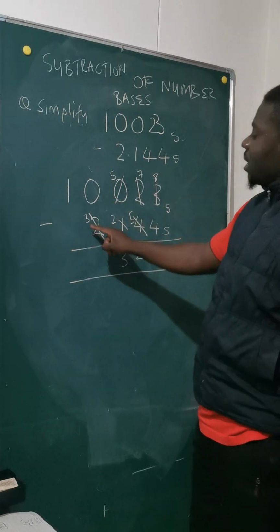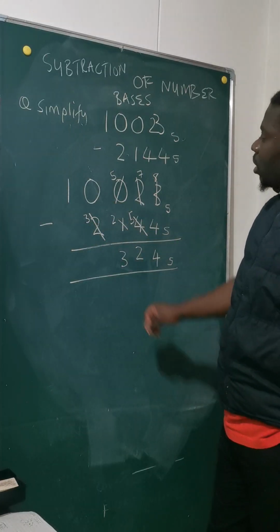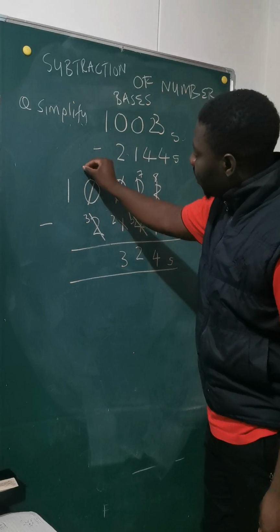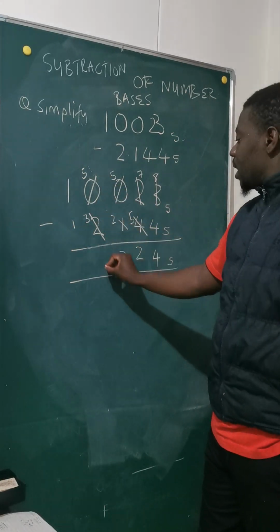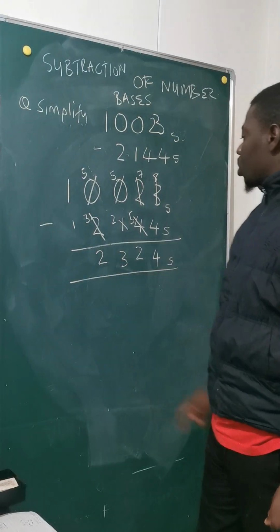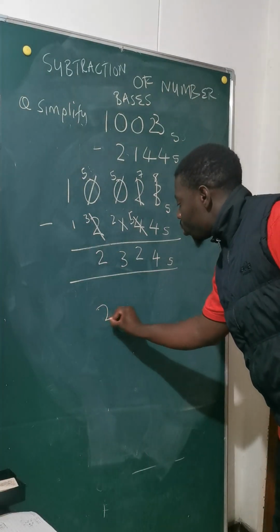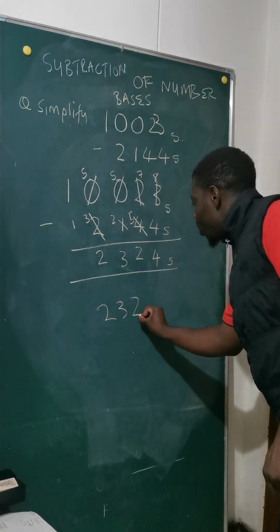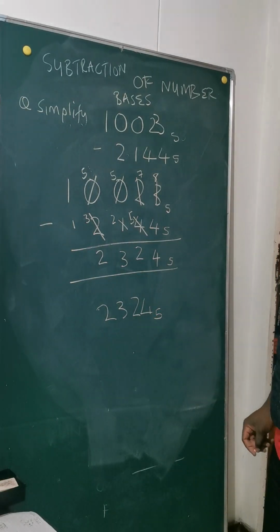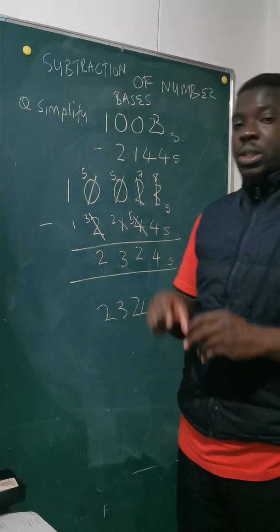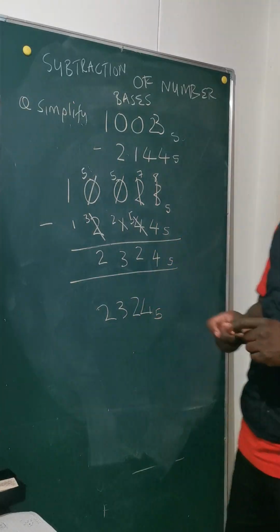Then 0 minus 3, it can't. We add 5 here, and we bring down 1. So now 5 minus 3 is 2. So the solution here is 2, 3, 2, 4, 2 base 5. So this is how we subtract number bases.